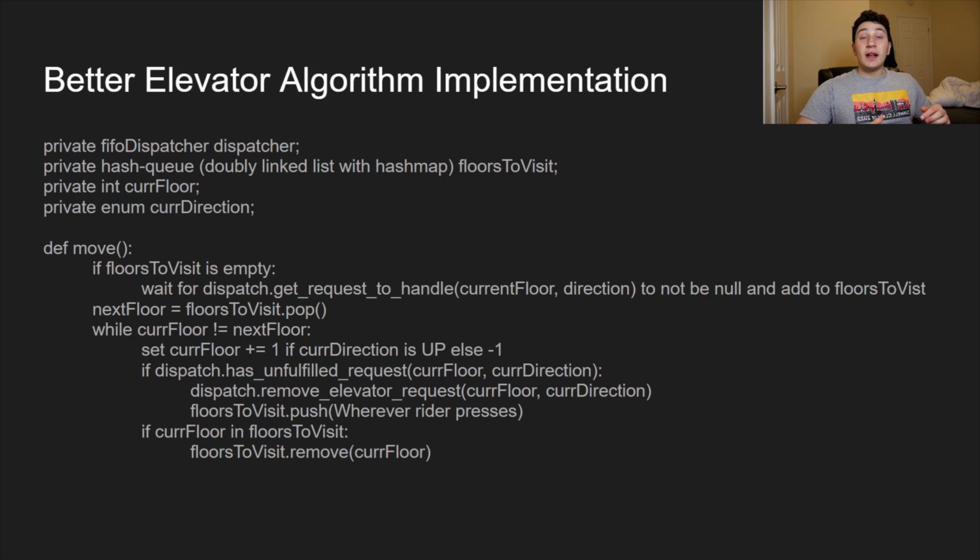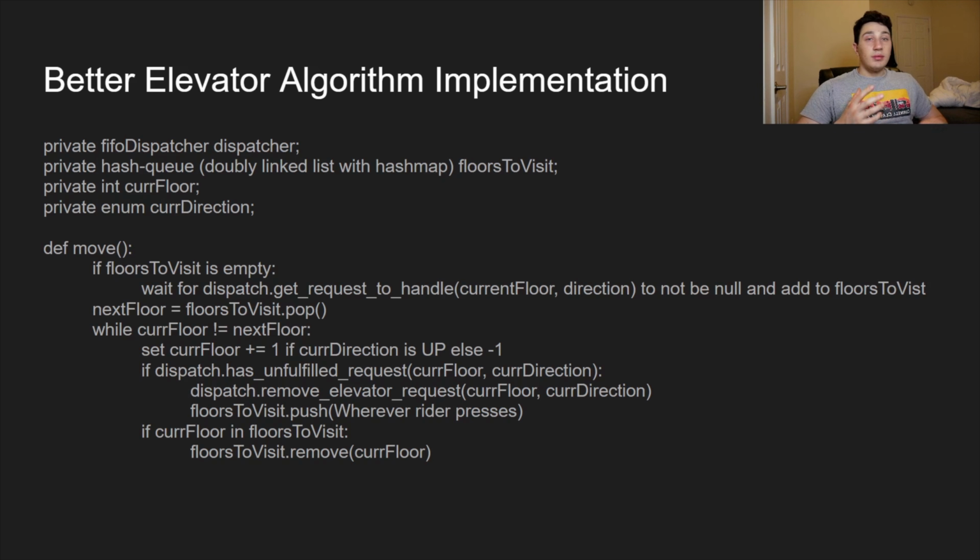And then another aspect of this is, as we're actually moving in the elevator, if the current floor that we're on is a floor that is in our floors to visit hash queue, it means that somebody in our elevator wants to get out at that floor, and we should stop and remove that floor from floors to visit and let that person get out.